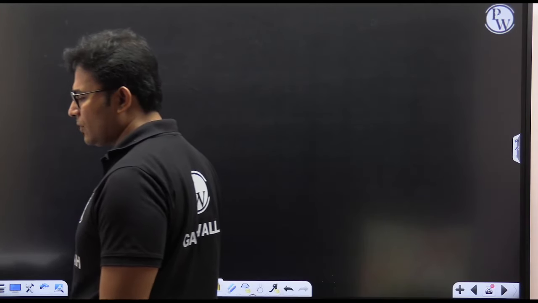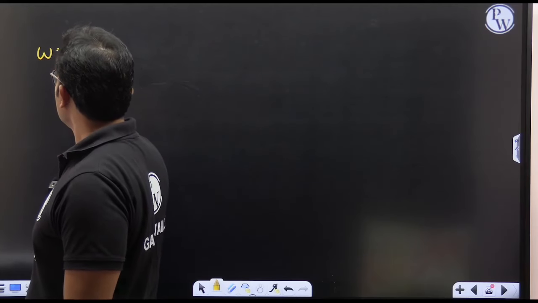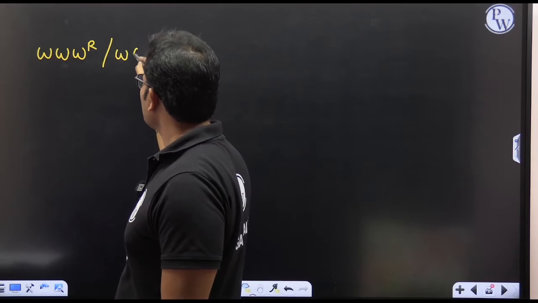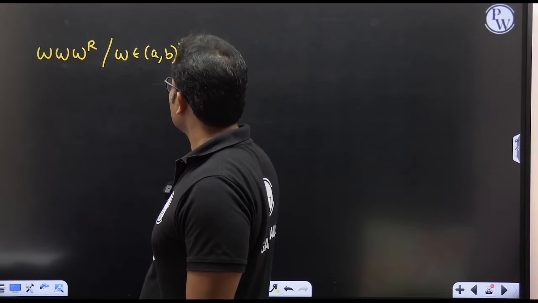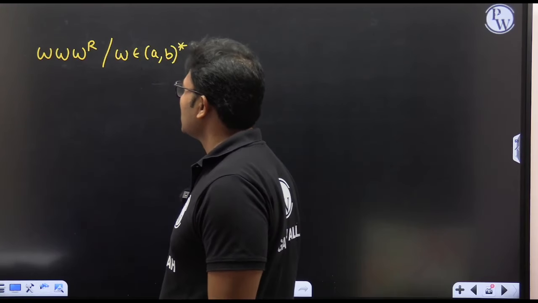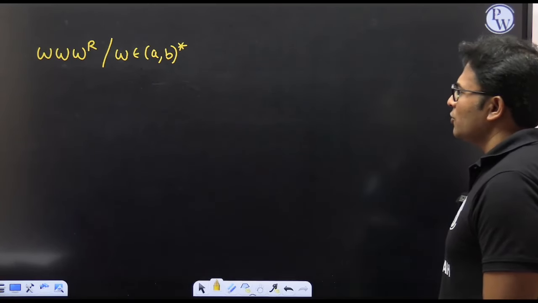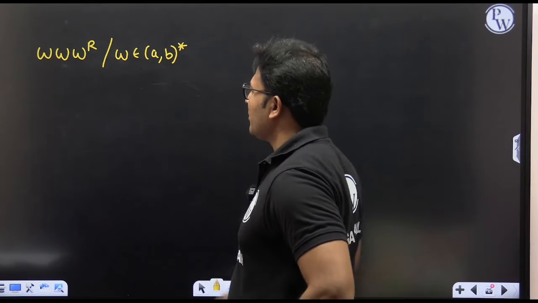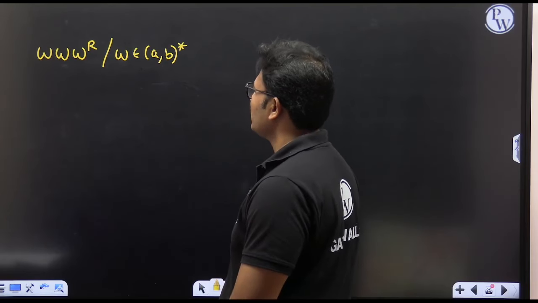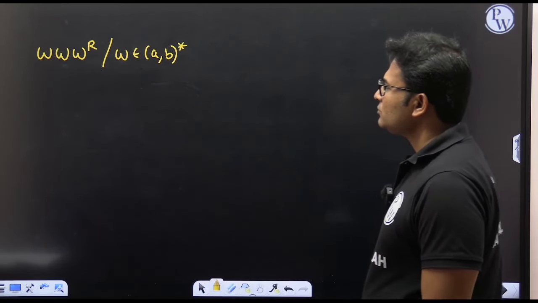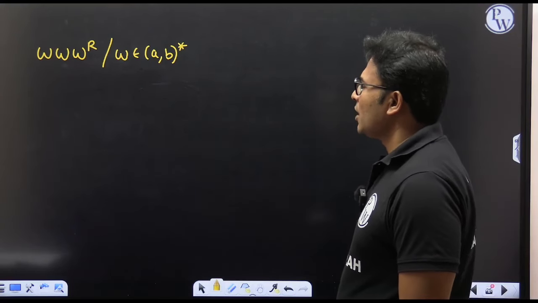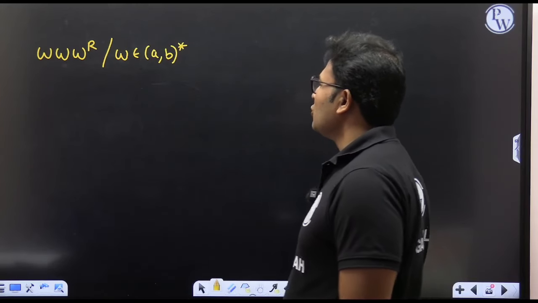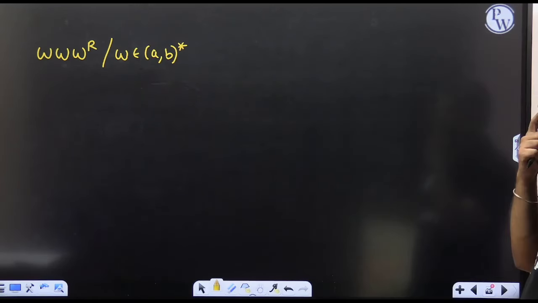Now let us say W W power R such that W belongs to {A, B} star. W has to be from {A, B} star.